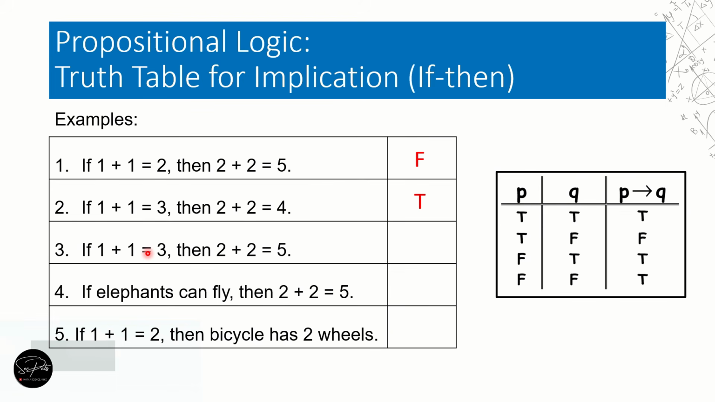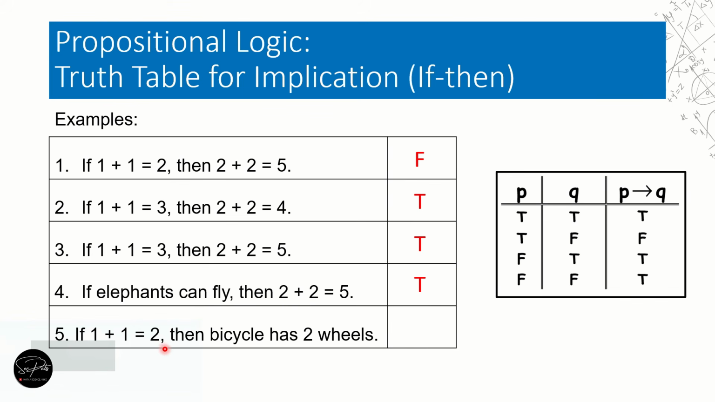Number 3, we have 1 plus 1 equals 3. So, that is a false statement. 2 plus 2 equals 5. False ulit. Pag pinagsama natin yung dalawang false statements, so lalabas, the whole statement will be true. So, mali yung P, mali yung Q. The statement will be true. And then, fourth, we have, if elephants can fly, then 2 plus 2 equals 5. Siyempre, hindi naman nakakalipad yung elephant, di false yun. So, if that is false, yung second statement natin ay also false. So, false and false, so that will be equivalent to true.